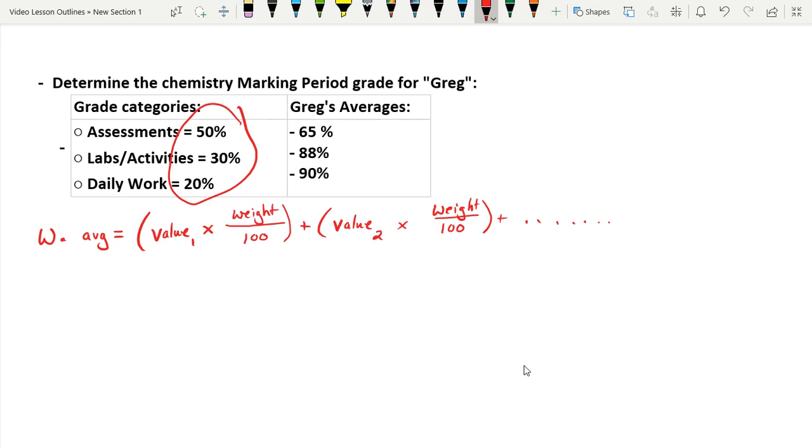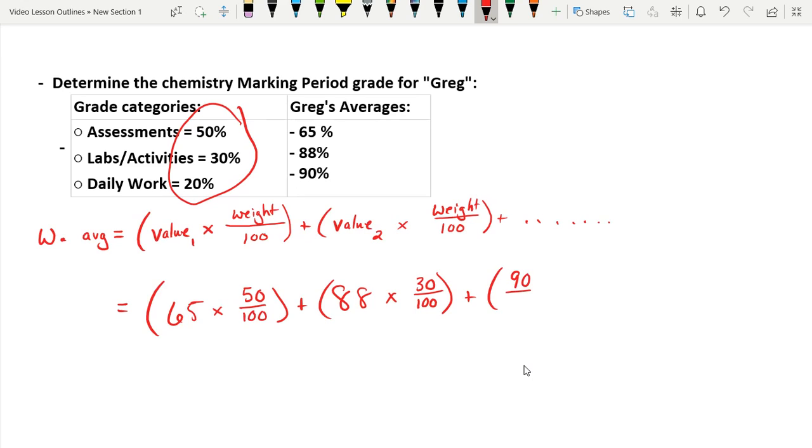So specifically for Greg's marking period average, he had a 65% in his assessments category, and the assessments were worth 50% of his total grade. In his labs, he had an 88%, and they were worth 30% out of 100. And then lastly, on his daily work, he had a 90%, and that category was worth 20% out of 100.